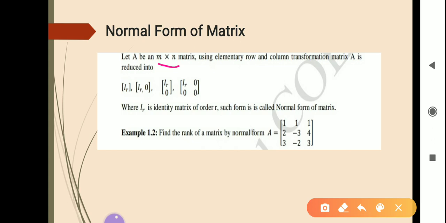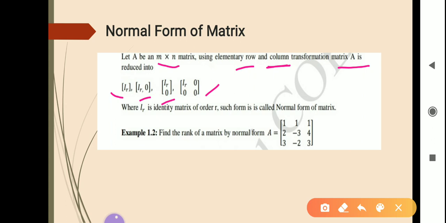So in the normal form of a matrix we have to use both row and column operations. Using elementary row and column transformations, matrix A is reduced to one of these four forms. First one is I_R, then second one is [I_R 0], then [I_R; 0], and [I_R 0; 0 0], where I_R is the identity matrix of order R and R is the rank of the matrix. Such a form is called the normal form of a matrix.